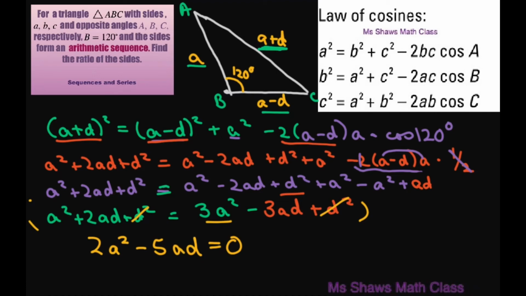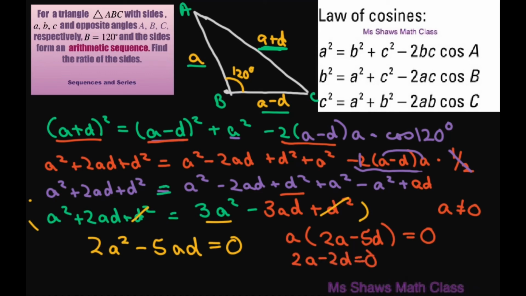Therefore, let's factor out an a. We'll have a times 2a minus 5d equals 0. And since a cannot be equal to 0, we have 2a minus 5d equals 0. I'm sorry I'm squeezing this in, but then we're solving for d. So basically, there's a 5d, so your d equals 2 divided by 5 times a. That is your common difference.